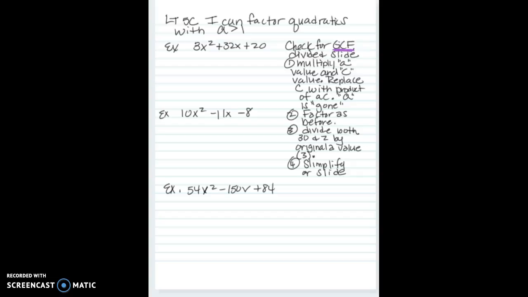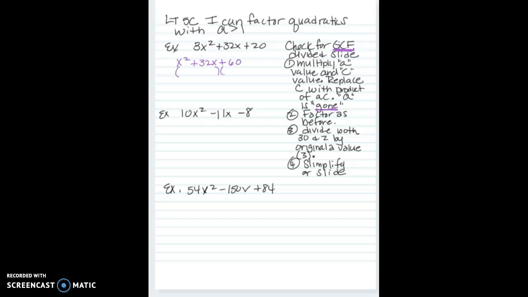And we multiply our A value, which is 3, times our C value. So 3 times 20, which is 60. We're going to replace the C with the product of 3 times 20, or the product of A times C, and we rewrite our trinomial without the A value. So my new quadratic trinomial is x squared plus 32x plus 60. Notice that the A is not there anymore. It's kind of gone. Now, I go ahead and factor this part like normal.